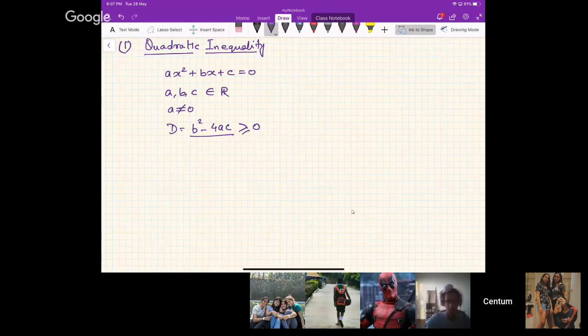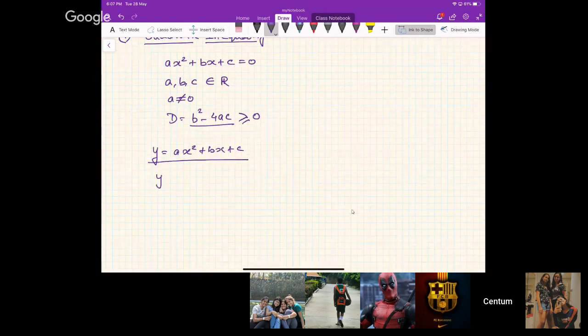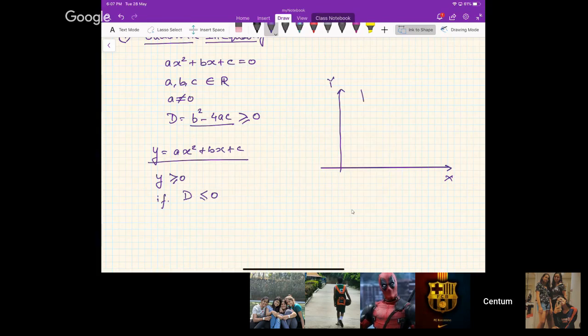And what else? Let us say I have a polynomial y equal to ax square plus bx plus c. Then y is always greater than or equal to 0 if the discriminant is less than or equal to 0. This is a property of a quadratic polynomial. Let us say this is my x and y axis, and this polynomial has this kind of graphical representation.